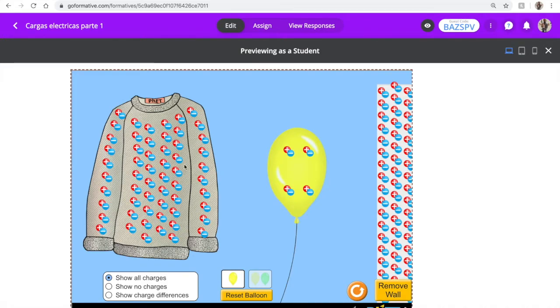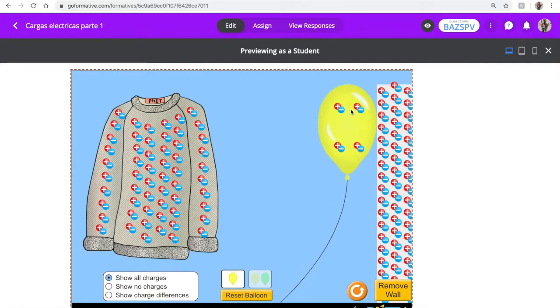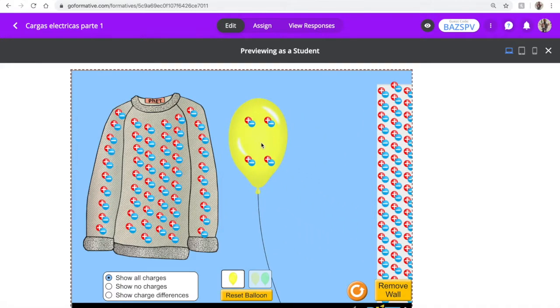Now, see what happened. When they are neutral, because they have the same quantity of negative and positive, nothing is going to happen. When I move the balloon close to the wall, there is no type of interaction, nothing is happening. And when I move the balloon close to the jacket, it's exactly the same, nothing is happening. No interaction.